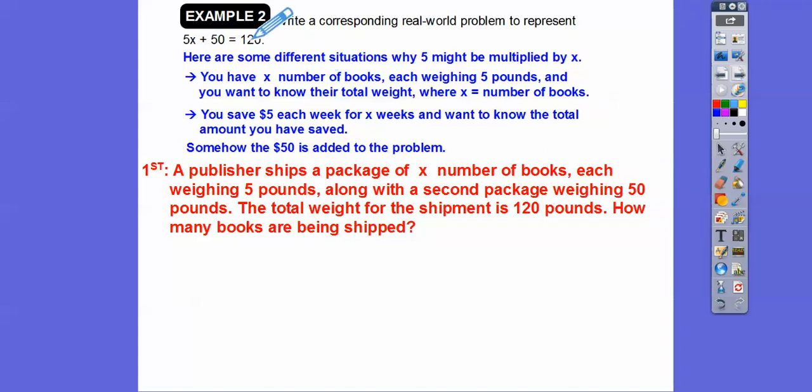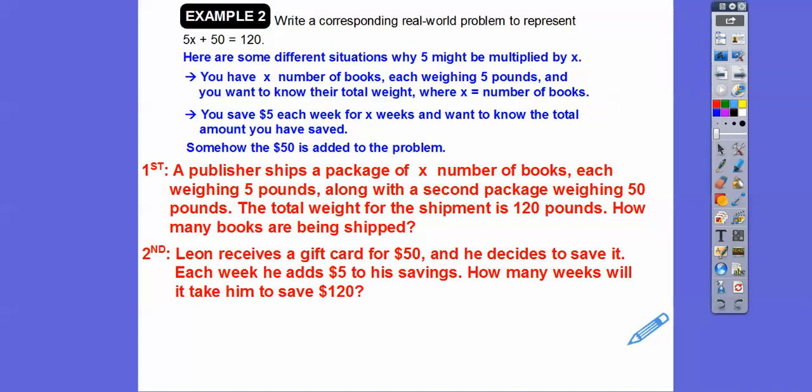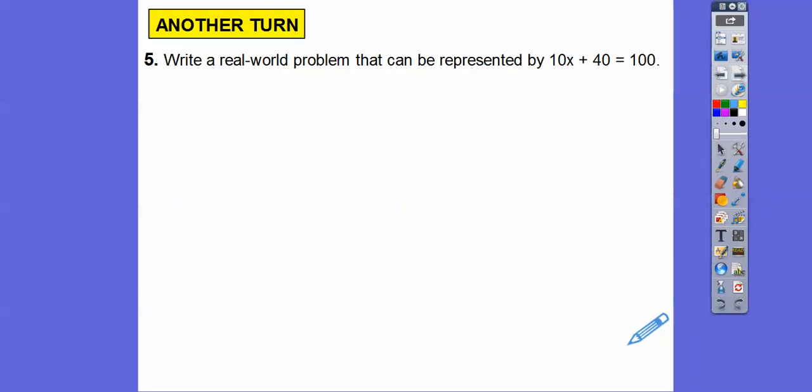Here's another one. So Leon receives a gift card for $50. He decides to save it. So here's the $50 that he got. He decides to save it, and each week he adds $5 to his savings. Okay, so how many weeks will it take, where x is the number of weeks, for him to save $120 right there? Okay, there's other ways to say that, infinitely many correct ways.